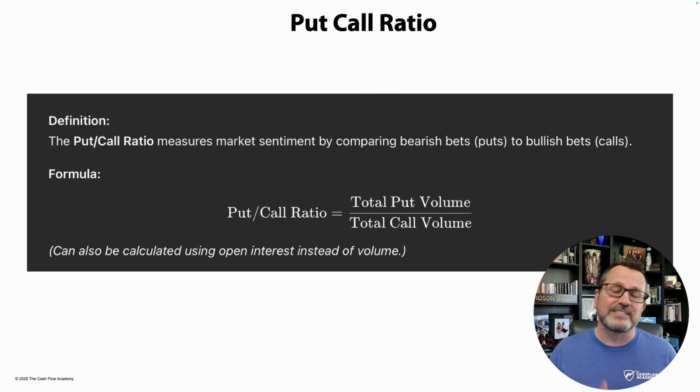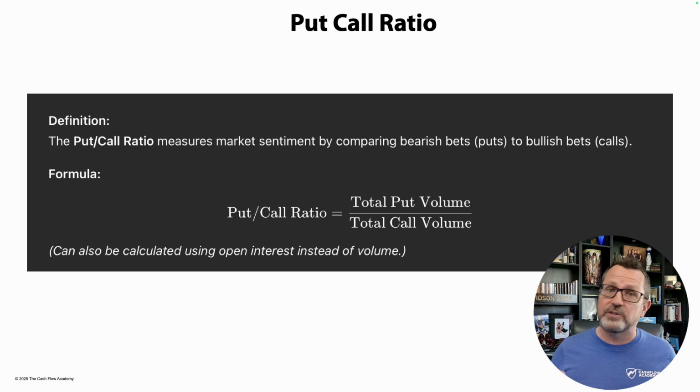Let's simplify this. Let's start out with a definition. The put-call ratio measures market sentiment by comparing bearish bets, puts, to bullish bets, calls. The formula is really simple. It is the total put volume divided by the total call volume. That gives us the put-call ratio. Now, sometimes you'll see it calculated using open interest instead of volume. Same idea, it's just a different lens.